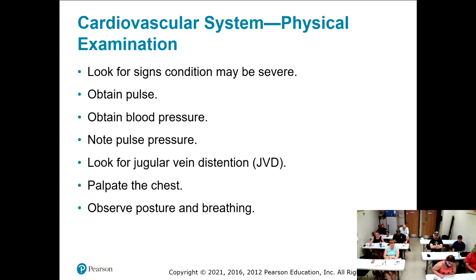Other physical signs: pulse, blood pressure, look for JVD, which is jugular vein distension. If blood pressure gets super high, you'll actually see the jugular veins pop out. They'll actually be noticeable.